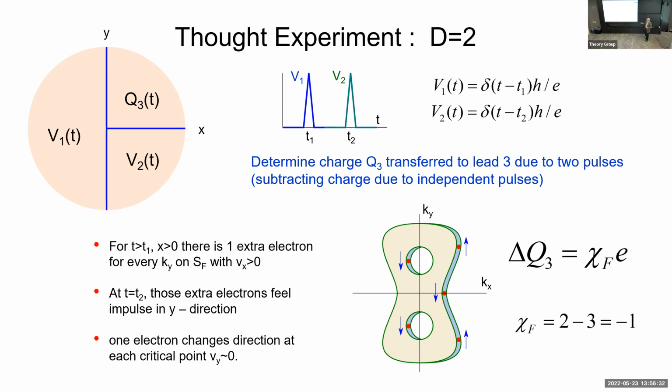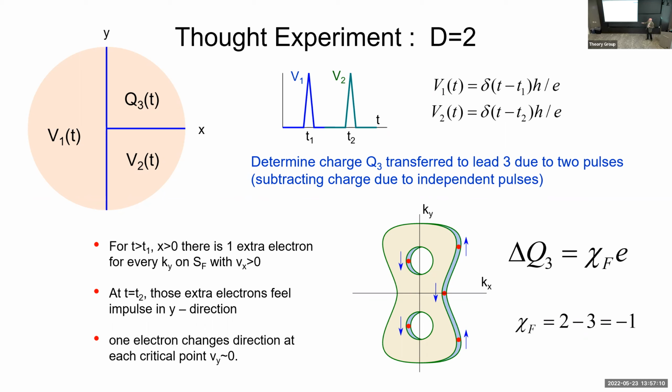Okay, so then the question is what happens when I apply the second pulse? What I want to ask is how much charge flows into this region, subtracting off the contributions from having the pulses act independently of each other. So what I need to do is take these extra electrons that are moving to the right, and ask, in response to the second pulse, how many of them change directions?